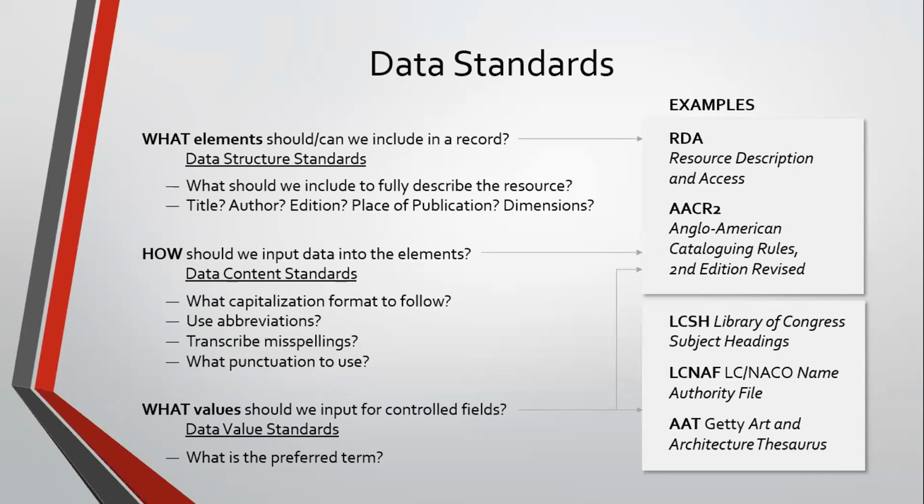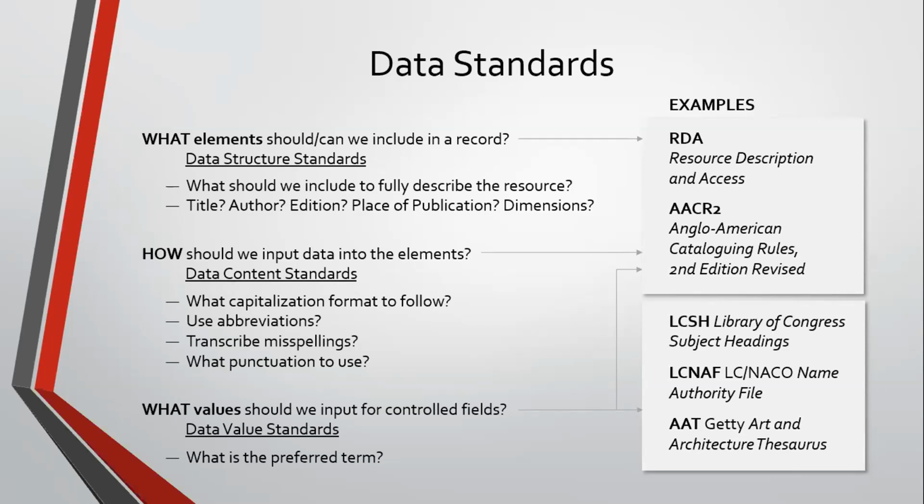Some things we might consider are title, author, edition, place of publication, dimensions, maybe even the color of the cover for some patrons maybe. But both RDA and its predecessor, AACR2, which is Anglo-American Cataloging Rules, provide us with an element set. So another question is, how should we input the data into those elements? How are we going to ensure the consistency of the content of those elements across our catalog or a greater shared cataloging environment? We can think about things like capitalization, abbreviations, how to handle misspellings in a book's title, for instance, or punctuation within that title. Those are other things that RDA and AACR2 answer for us.